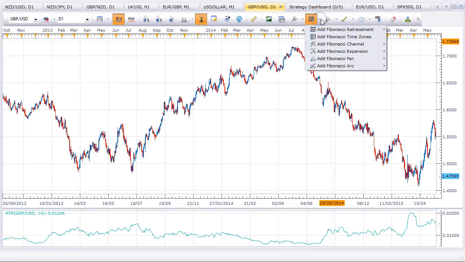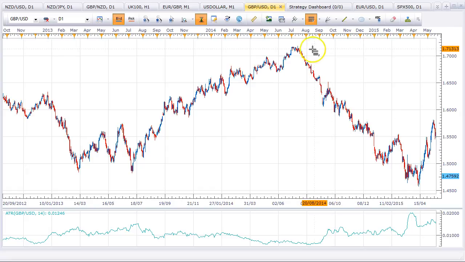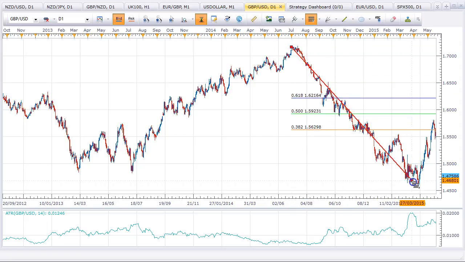I'm going to use the retracement. Fibonacci was a medieval scholar and devised a series of mathematical connections between numbers and the golden ratio, etc. You might want to research that separately. I'm not an expert, but anyway.